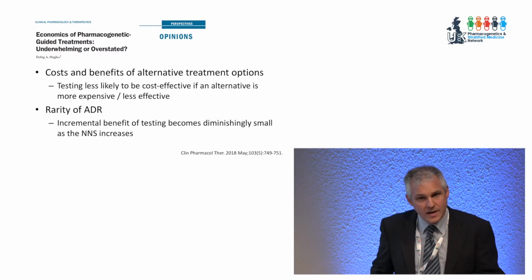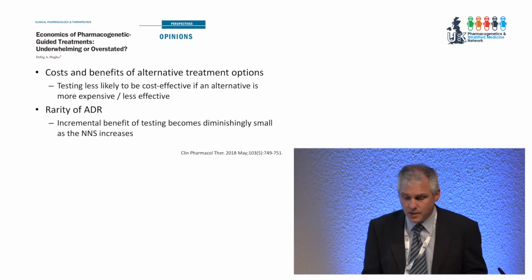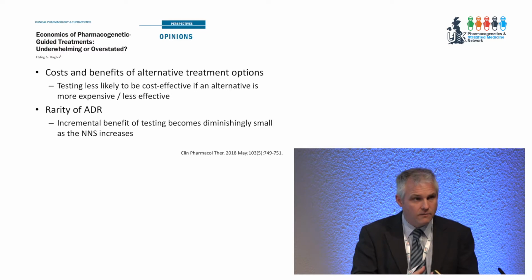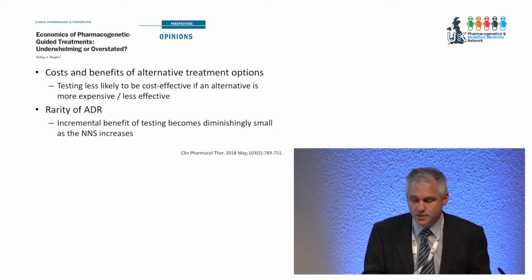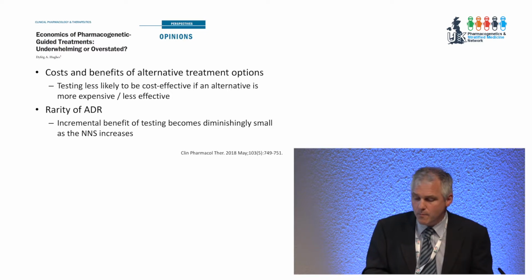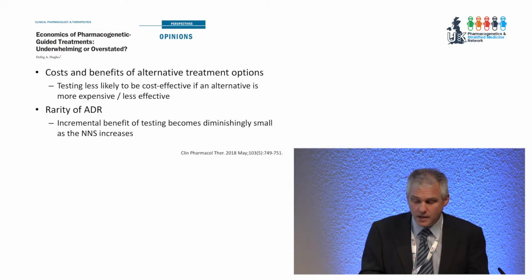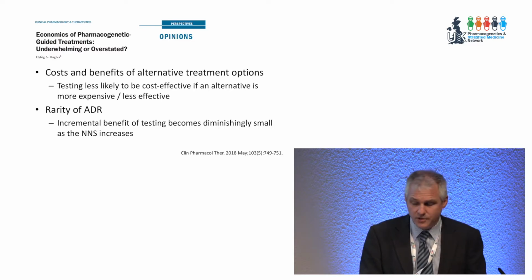Similarly, for very rare adverse drug reactions, despite them being very serious, you need to screen vast amounts of patients in order to prevent one adverse drug reaction. So the numbers needed to screen, the NNS, becomes very high, and so the value of the test, on average, diminishes the rarer the adverse drug reaction is.